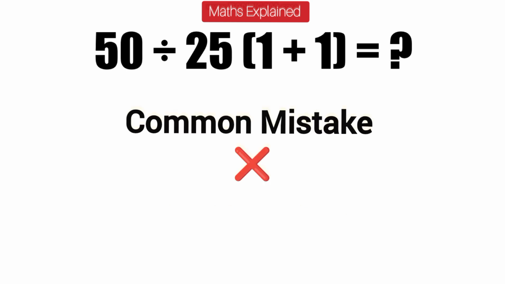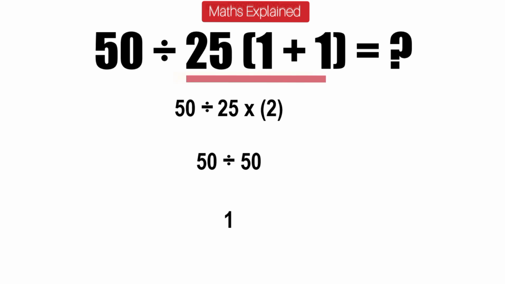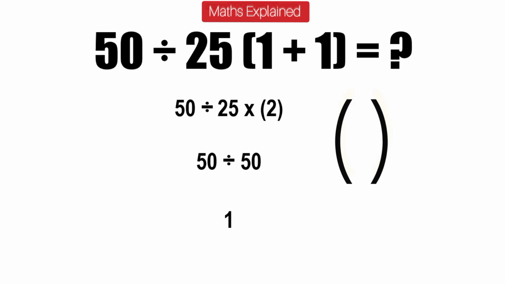Mistakes that people do. They think like this. 25 times 2 equals 50. 50 divided by 50 equals 1. They group 25 times 2 together first. But guys, there is no bracket around it, so this is not correct.